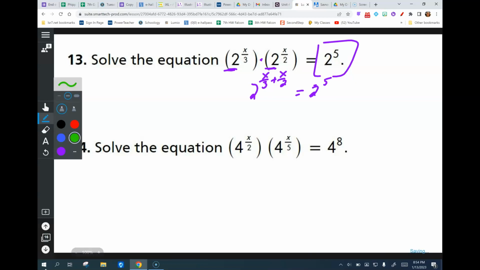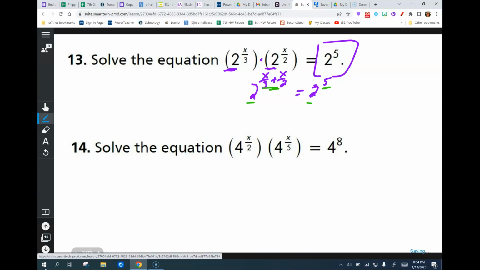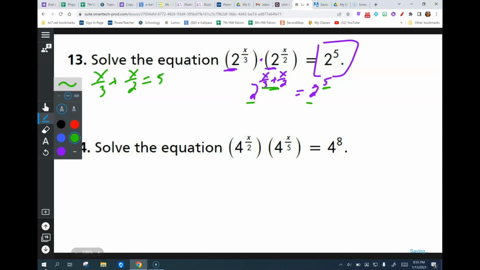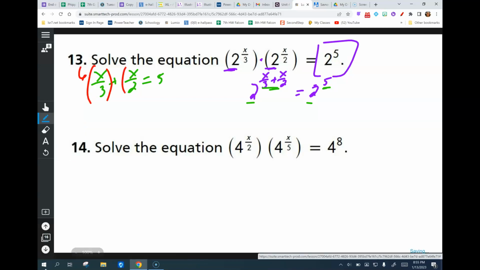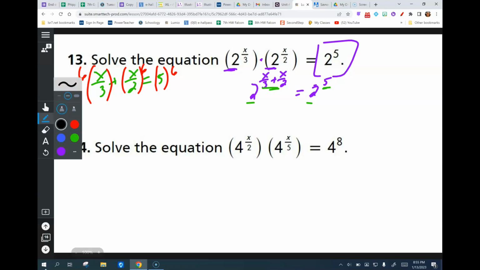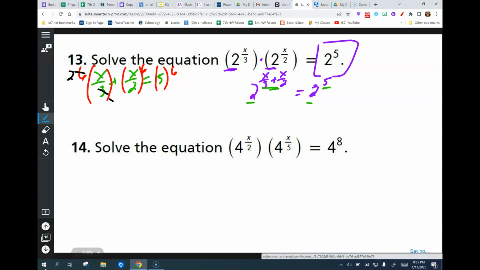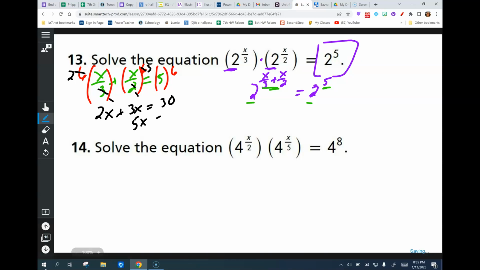So then we realize from there, once the base is the same, we can set our exponents equal. So x/3 plus x/2 is equal to 5. And yay, we get to do the fun thing of multiplying through by the common denominator, which is 6. It could be 12, it could be 24, it could be 18. 6 just happens to be an obvious one. So let's keep on solving this one. So we get now, I can divide by 3, I get 2x. Divide by 2, I get 3x is equal to 30. So 5x is equal to 30. Divide by 5, and I get x is equal to 6.